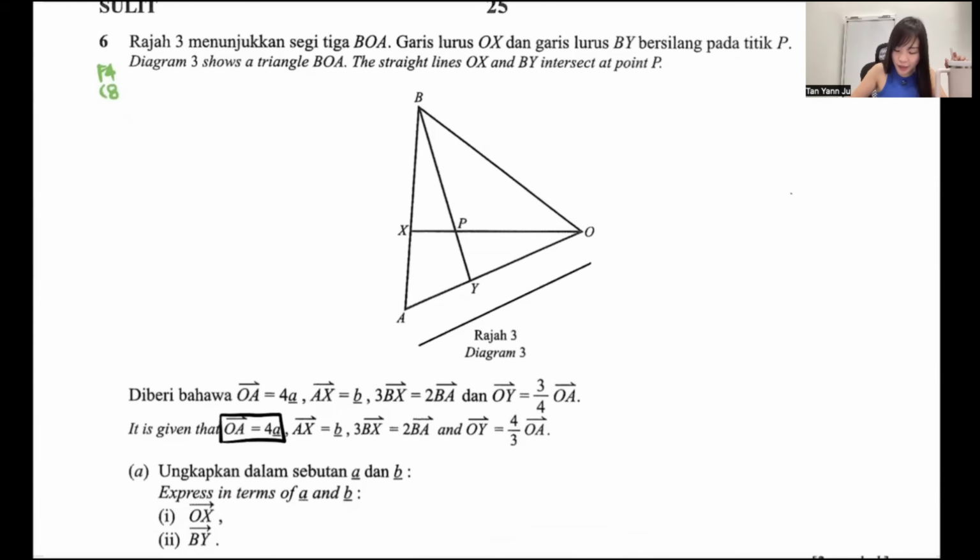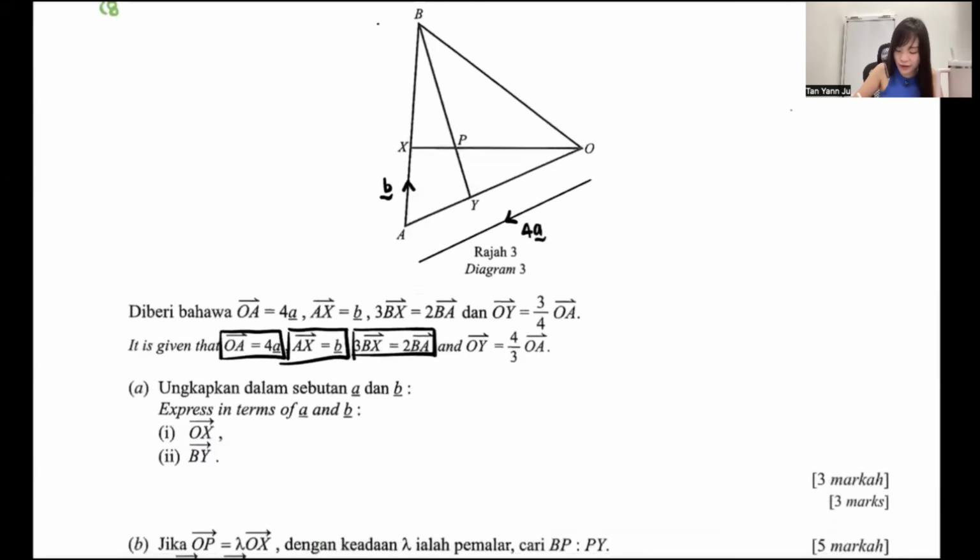So guys, O to A, you better don't draw inside. You draw inside, you will be very confusing. It's O go to Y or Y go to A. So normally I draw outside, okay? Put the arrow. Arrow is so important, man. Next one, AX. AX is here. There is a B, okay? Next one, 3BX equals to 2BA. This one I try to write nicely, 3BX equals to 2BA.